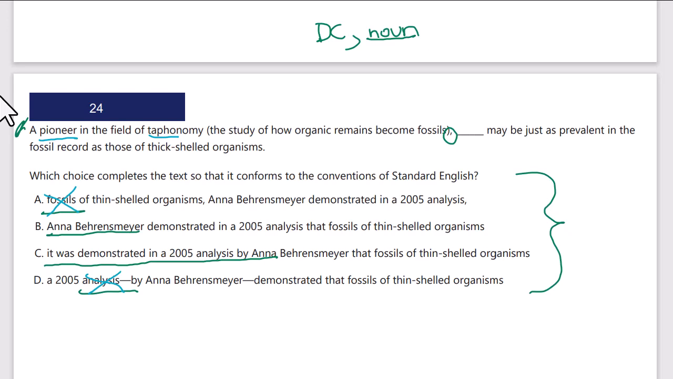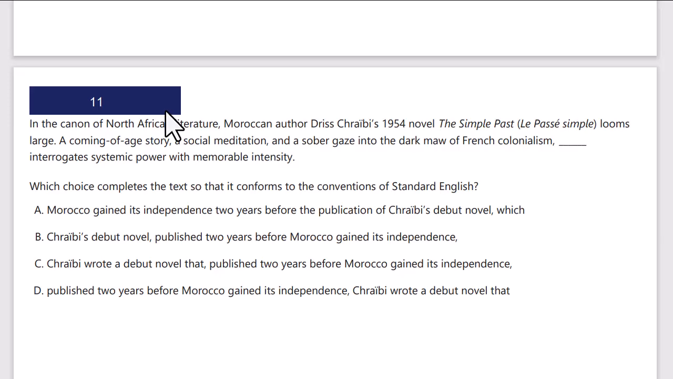It was demonstrated in a 2005 analysis that, would that be a pioneer in a field? No, absolutely not. How about Anna Berensmeyer? Yes, Anna Berensmeyer could be a pioneer in a field. That would be the right noun that's being modified by the dependent clause before it. That's the right answer. So first thing I want to know is, how do I identify that this is a lead-in or a modifier question?